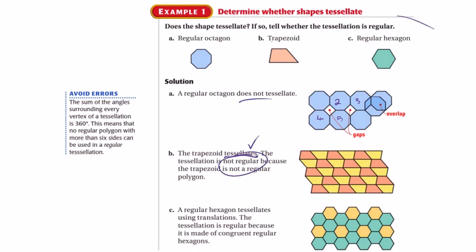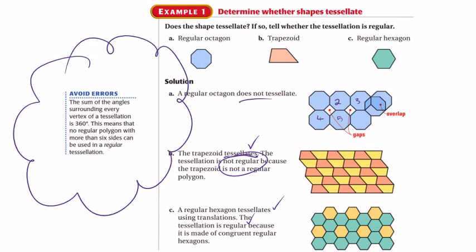And then in part C here, a regular hexagon. This should be a very familiar shape for a tessellation, as it looks like a beehive. A regular hexagon does tessellate using translations, and it is regular because it is made out of regular hexagons. So let's look over here at this little hint off to the side.